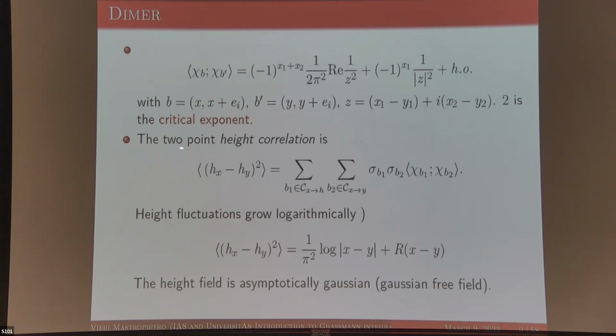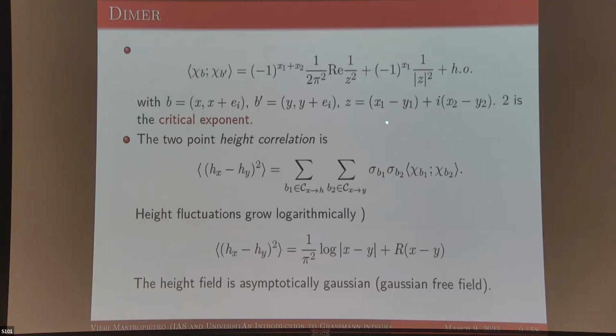So now you can compute also the 2-point height correlations, and then you simply make the sum, and then you get the log times 1 over pi squared. So it's interesting that these surfaces are asymptotically Gaussians. Okay, and that is what you get.